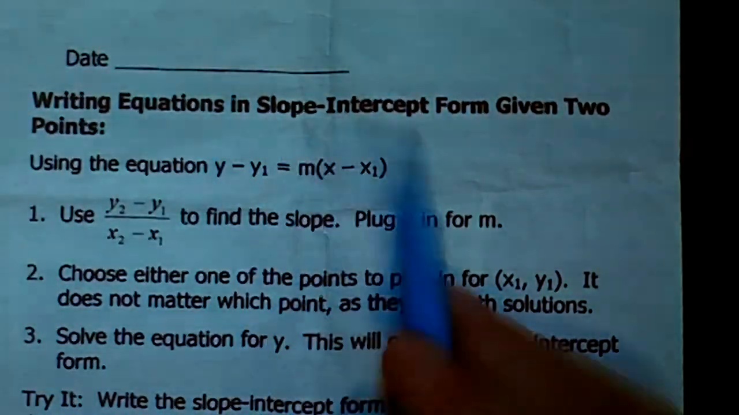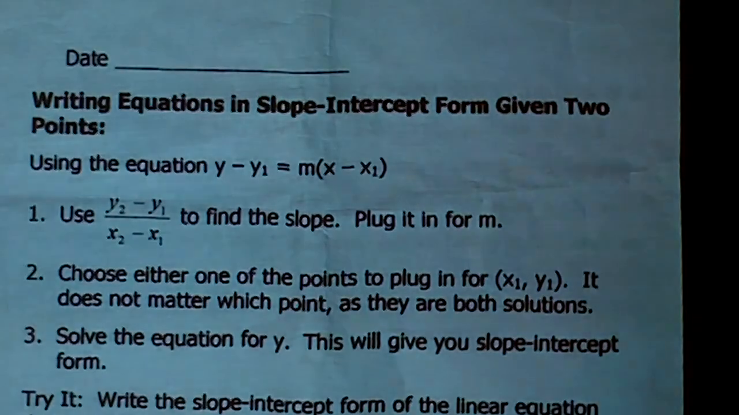So writing equations in slope-intercept form when I give you 2 points. Well, basically, to write an equation in slope-intercept form, you need 1 point, or I'm sorry, in point-slope form, you need 1 point and you need the slope. In slope-intercept form, you need the slope and you need the y-intercept. Well, if I only give you 2 points, I haven't given you the y-intercept. And it's kind of tricky to find from 2 points. It's possible, but it's a little bit trickier.